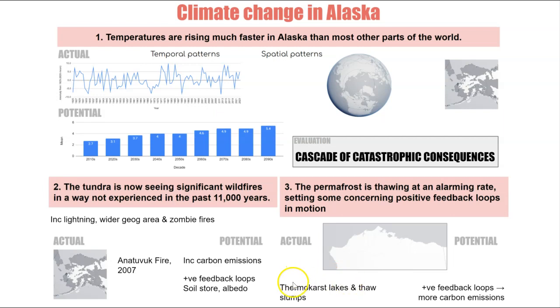So we looked at the thermokarst lakes and the thaw slumps, and the fact that they are increasing, and the potential in the future is that they lead to your positive feedback loops, that the thermokarst lakes and the thaw slumps are basically releasing a lot more of the carbon that's stored in the tundra biome in Alaska, leading to not only localized warming but potentially global warming as well. So that is our case study.